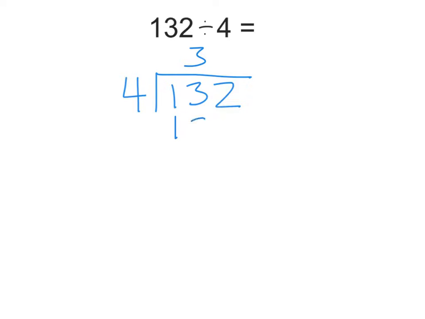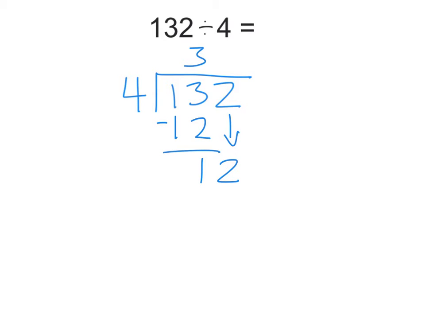4 times 3 is 12. We're going to subtract and get our remainder here, which is 1, and then bring down the next digit. That is one round of long division. And basically, if there are more digits to bring down, we'd repeat this until we brought them all down and put our number into each of those.